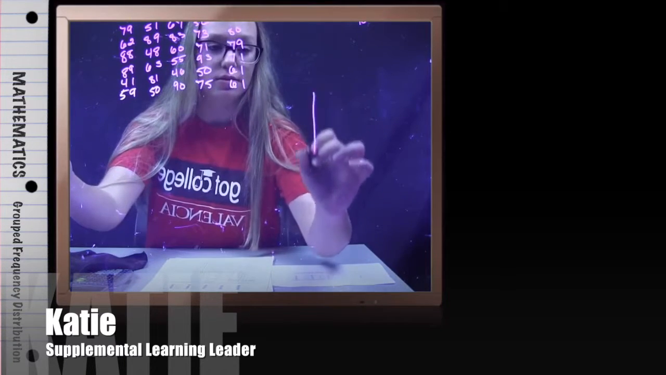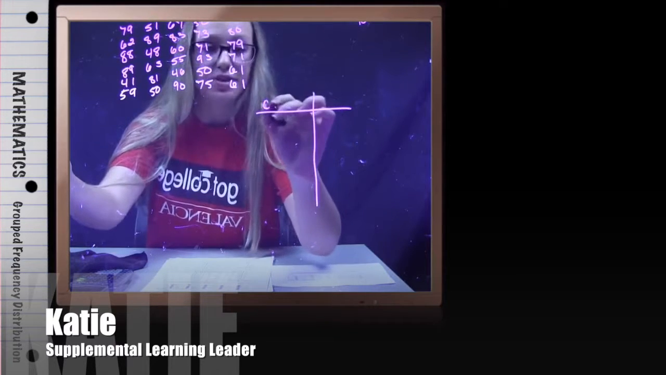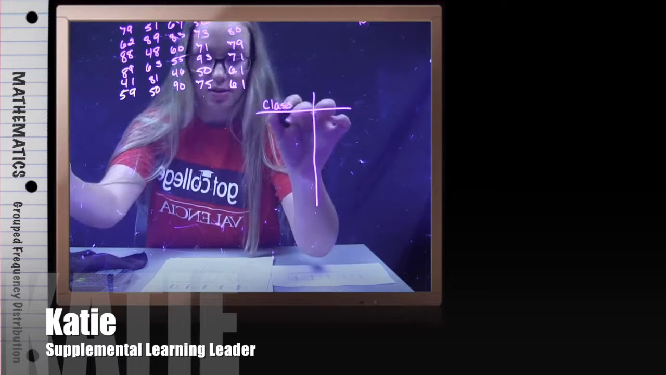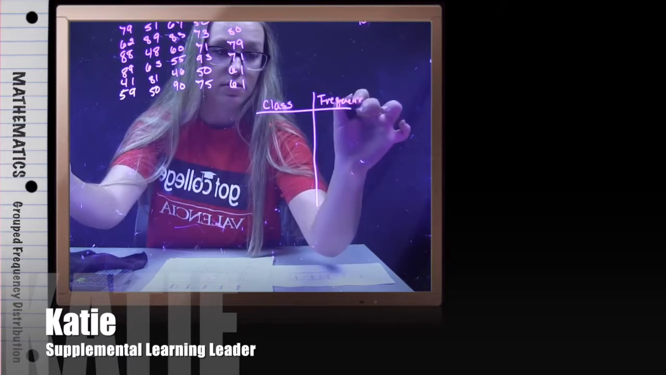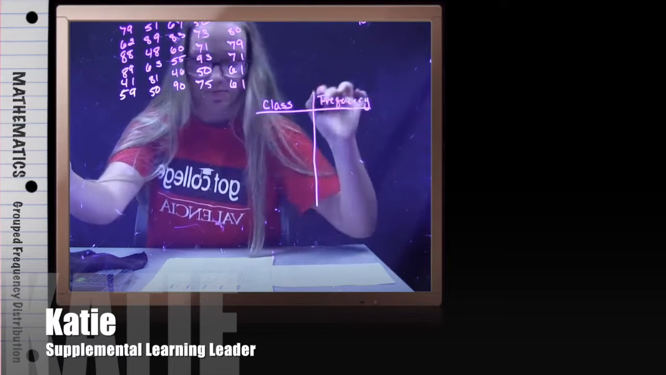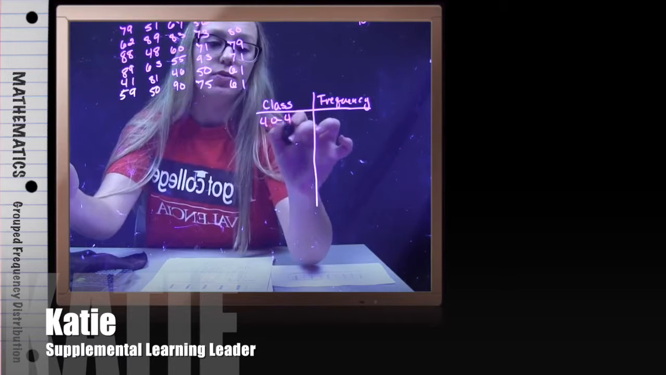So I'm going to go ahead and set up our chart where we have our observed value, which is going to be our class, and our frequency. And we know our first class was given to us. It's going to be 40 through 46.